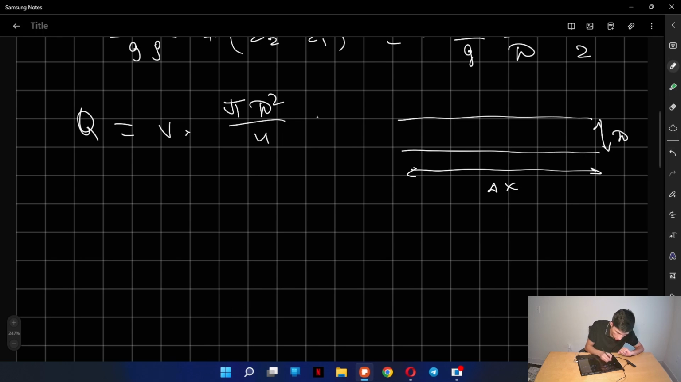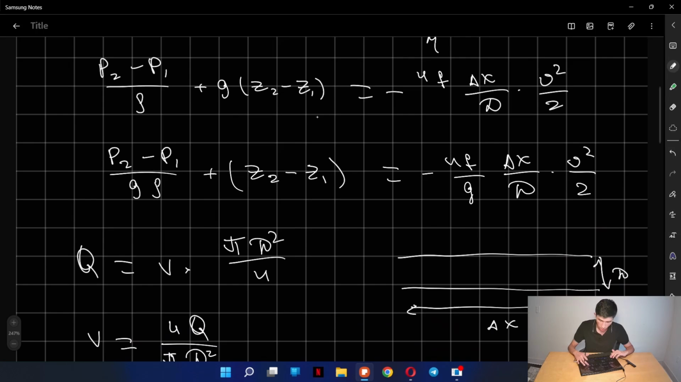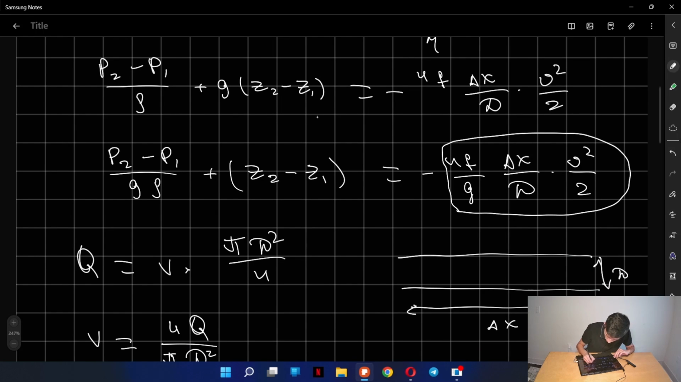From this equation for the flow, we can get the velocity. The velocity is going to be equal to 4 times the flow rate over pi times the diameter squared. This is our velocity equation. This whole thing here is going to represent our head drop, because head drop is already a negative, meaning the decrease in head. If we take a negative of a negative number, it becomes positive.